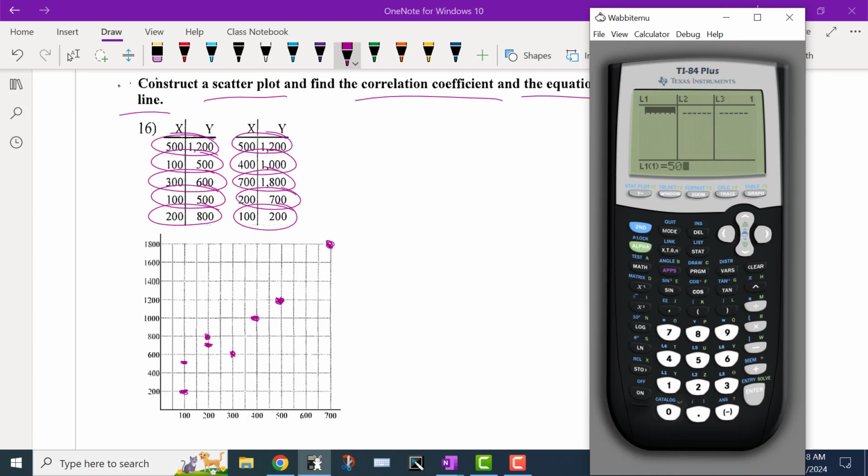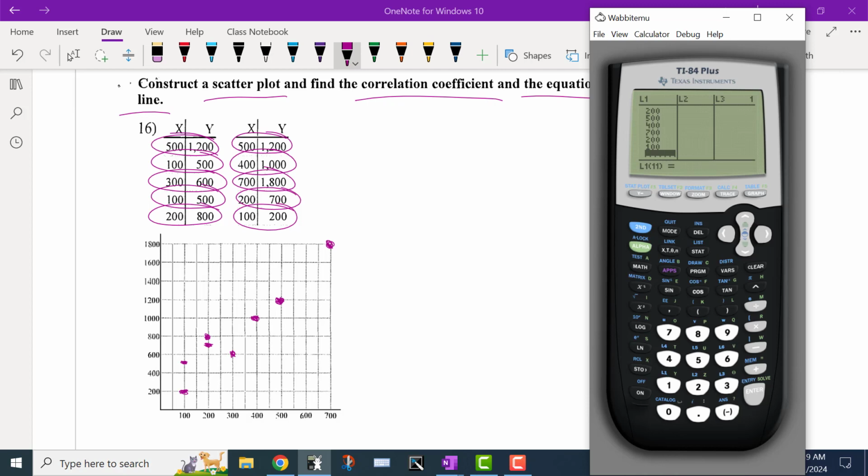I'm going to type in 500. And I'm going to go down, I'm going to type in 100. I'm going to go down, I'm going to type in my 300. I'm going to go down, I'm going to type in my 100. Then my 200, then my 500, then my 400, then my 700, then my 200. And then I'm going to type in my 100. And so those are all my X values.